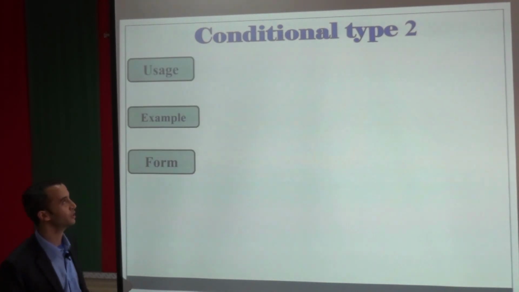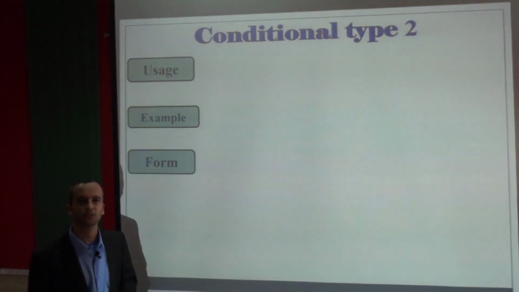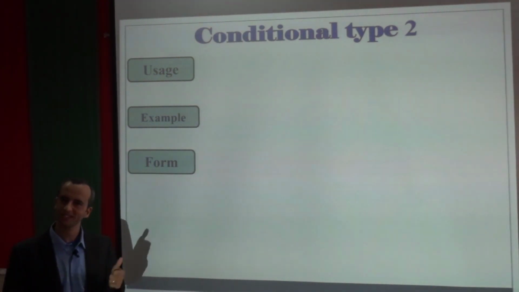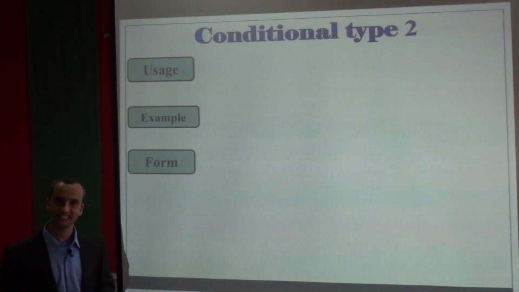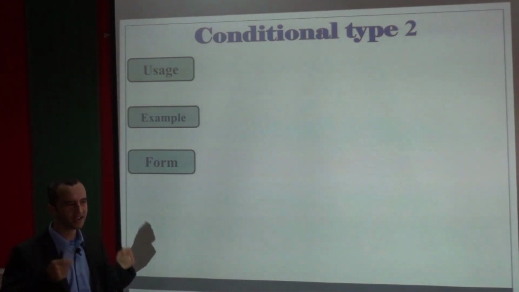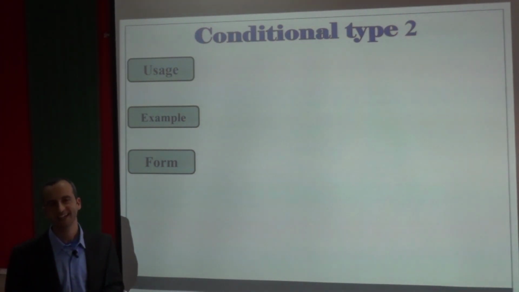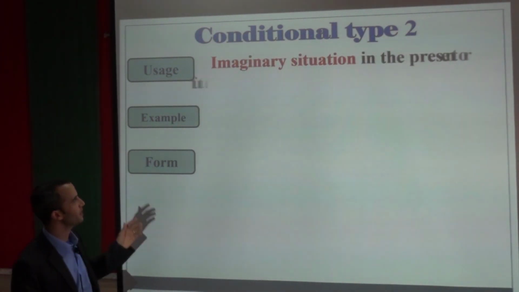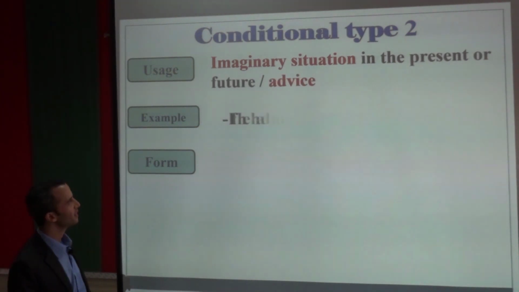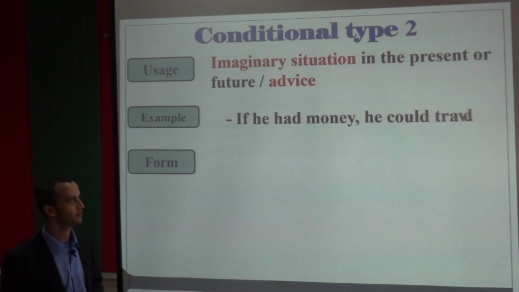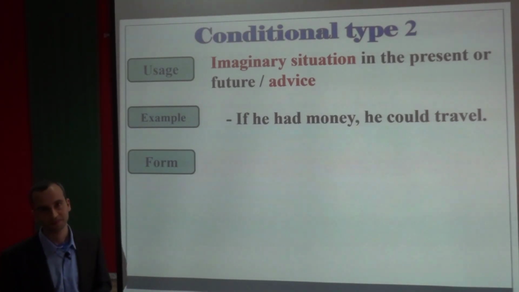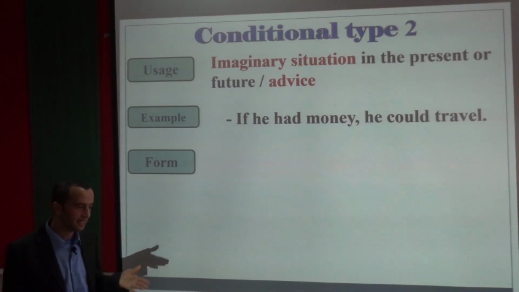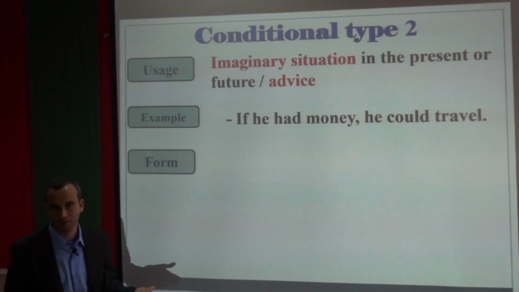To sum up, dear students, let me ask you a very simple question. When do we use conditional type 2? Nice, wonderful. To give advice, this is one. Second, good job. Imaginary situation in the present or in the future. So this is the usage, okay? The example that we have here, for example, we can say, if he had money, he could travel. This is an example, okay?